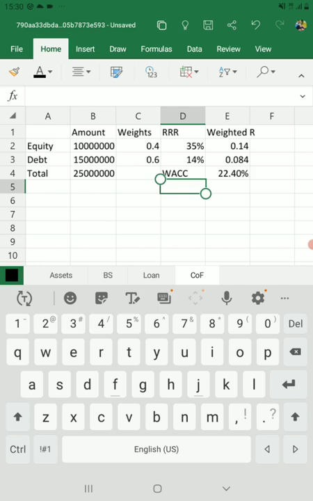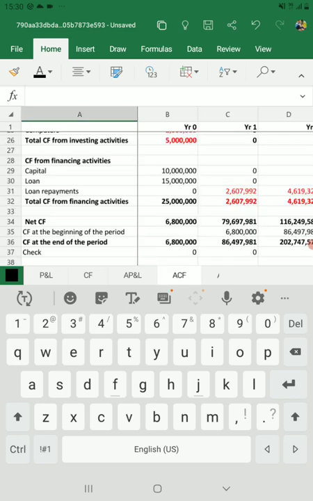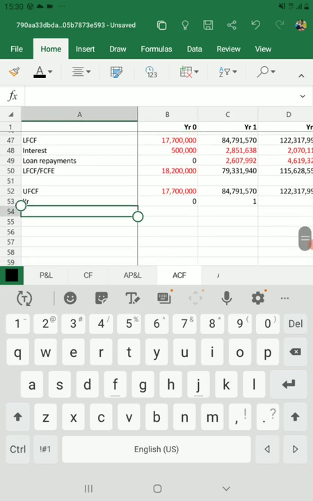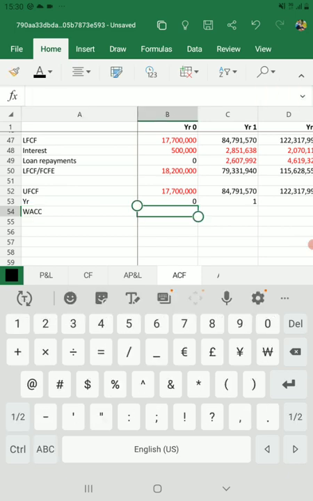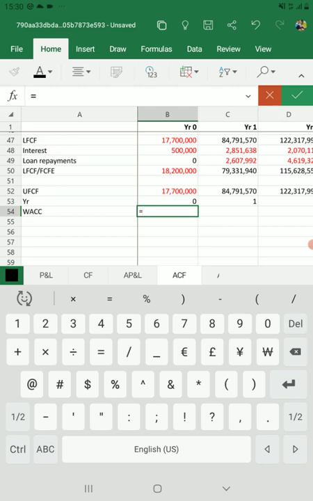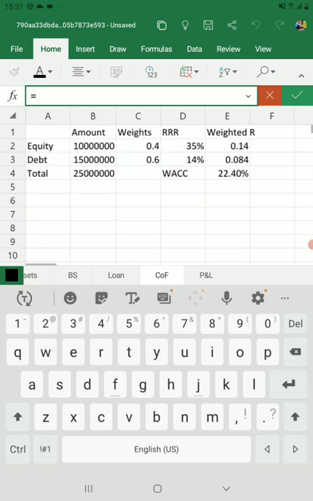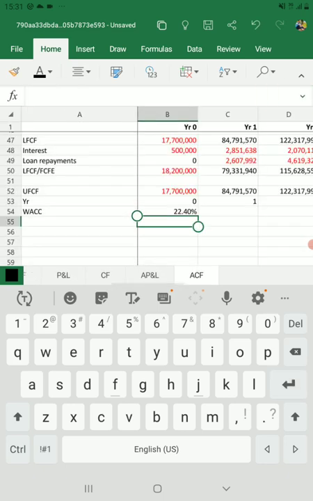So let me go back to our yearly projected financial sheet, projected cash flow, annual cash flow here, and proceed. I type here weighted average cost of capital. I click here, start with an equal sign, go to the sheet for our cost of funds here and pick this figure, press enter. So that is our weighted average cost of capital. Now we need to establish the discount factor.